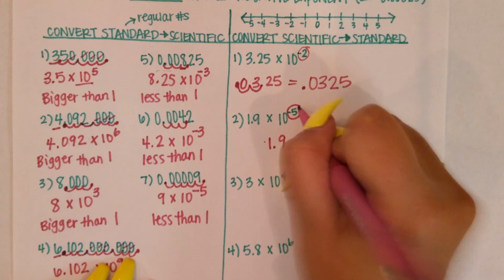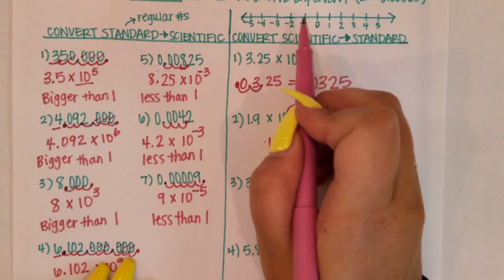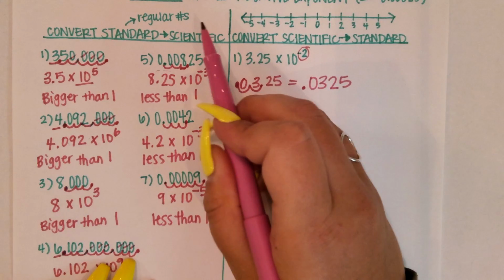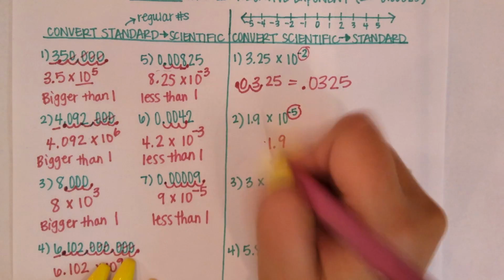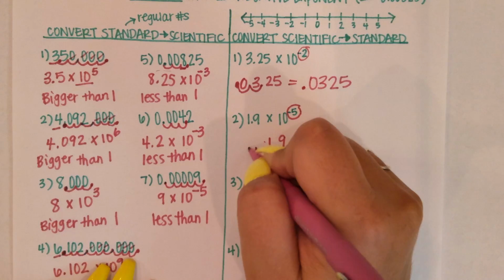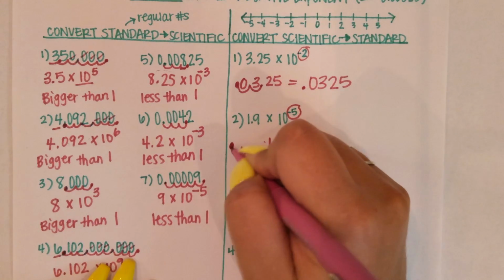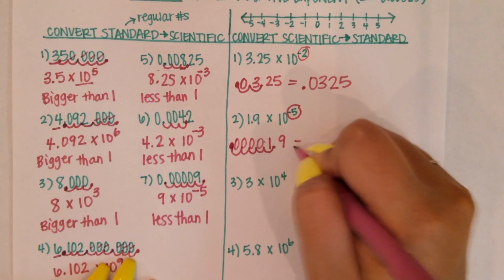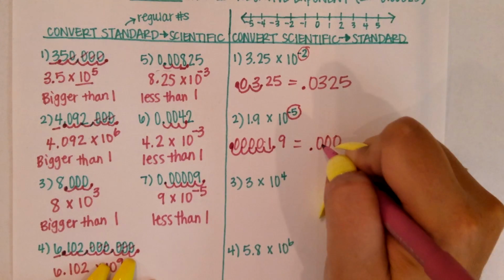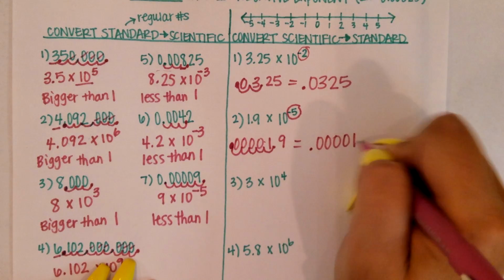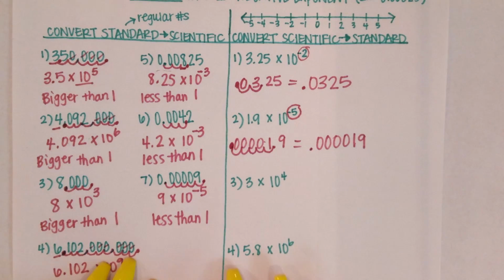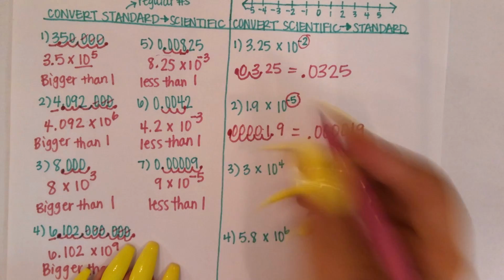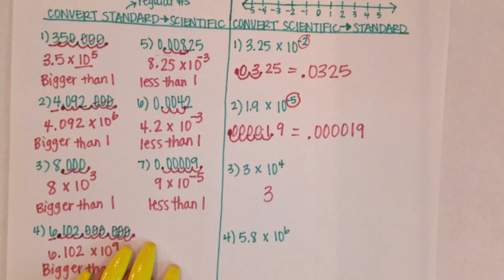Okay, number 2, I've got 1.9. I'm moving the decimal 5 times. It is negative, so I know that I am moving it to the left to make that number smaller. So I have 1, 2, 3, 4, 5, new decimal. And I fill in with zeros. So my number is 0.000019.